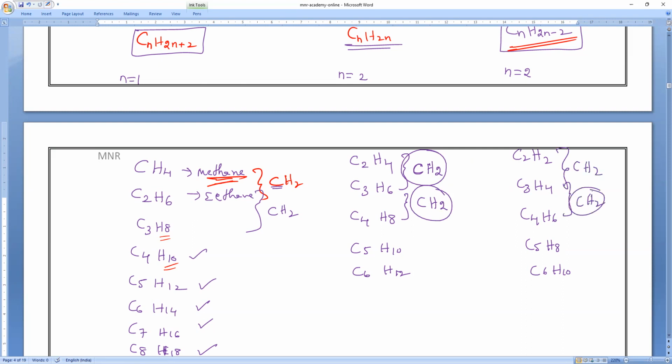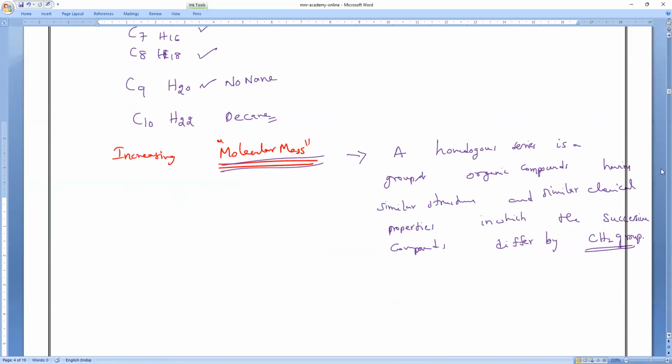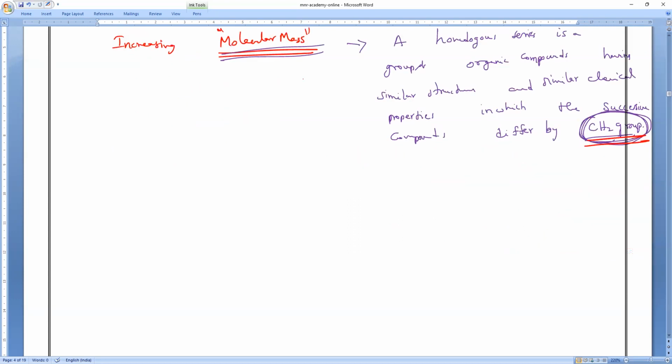The successive hydrocarbons differ by how much, everybody? They differ by a CH2 group. That is what we call a homologous series. Now, homologous series means 1 carbon and 2 hydrogens are extra from one compound to the next compound.